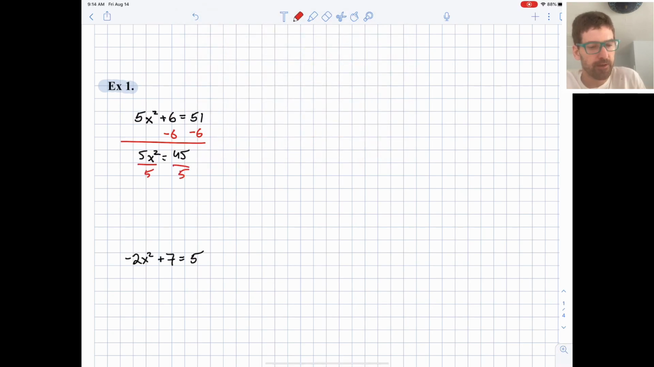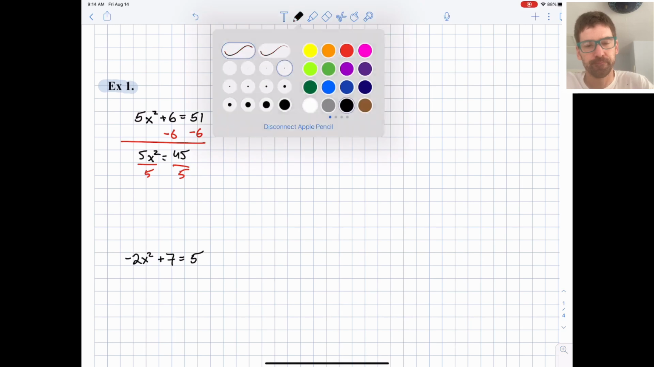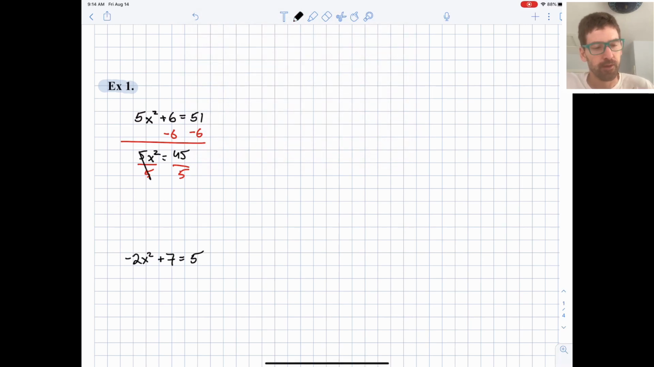We can divide by 5. We get x squared equals 9. And hey, we just did that problem, right? So what we can do is square root both sides. But we need to remember to get both positive and negative square roots.